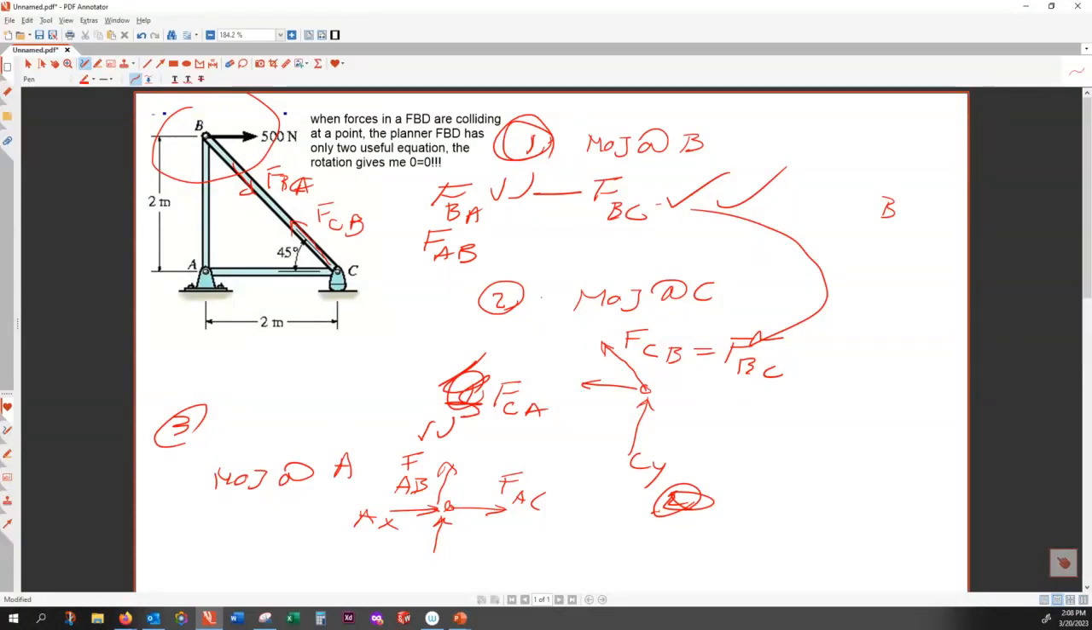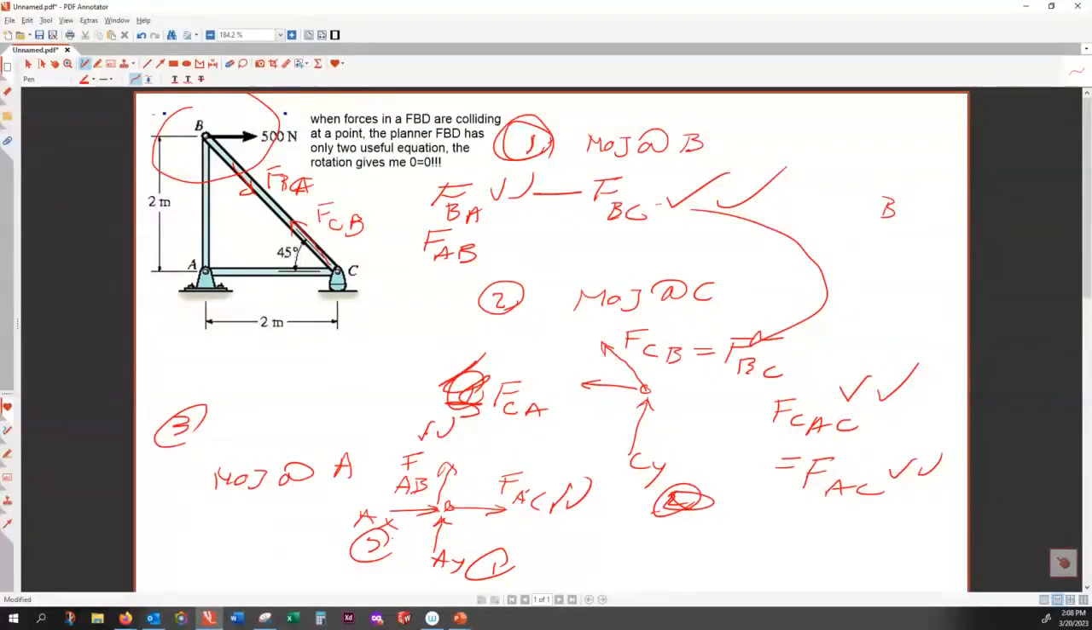In the second step, what I get is FCA. FCA can be calculated in the second step, and FCA is equal to FAC. So FAC from the second step, I plug it in here. So this is known, this is known. The only unknowns are AY, AX. So one unknown, two unknowns. And this is method of joint. Method of joint can handle 2.